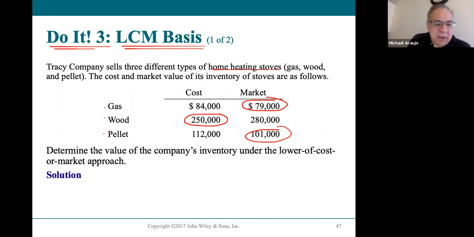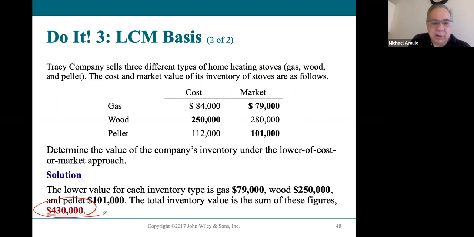You simply add those up to determine the total value of their inventory for this company. And so it's $430,000 that they would use on their balance sheet for the value of inventory. They would note they used the lower of cost or market to get to that number. They have to disclose that in the notes to the financial statements: this is the method we used to get the value of our inventory. So like I said, nothing much to worry about here. This is quite simple. All you need to remember is you're just simply picking the lower value for each type of inventory that's listed for a company and adding them up.